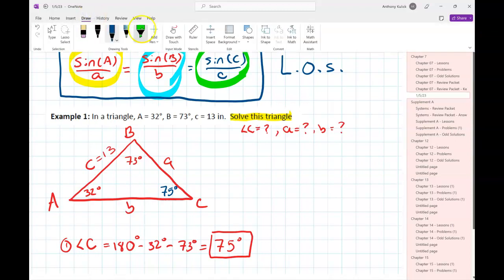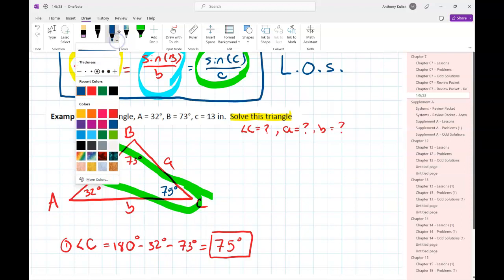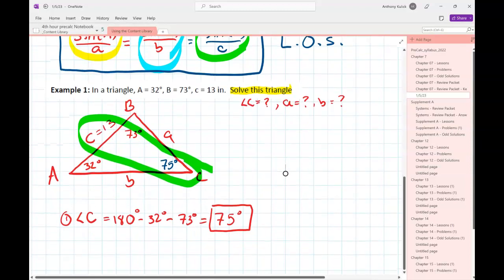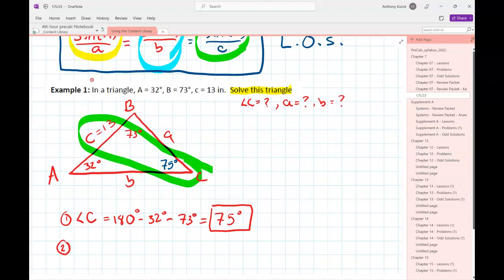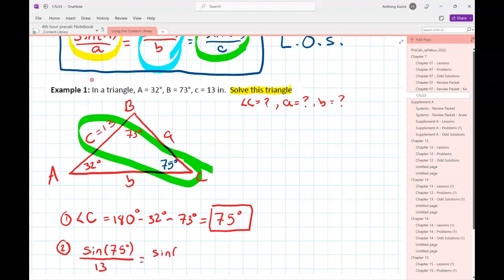Now that was key because that means now I know an angle and its opposite side. So I'm going to use that in my law of sines to solve for either side A or side B next. It does not matter which one I do first. So for the sake of alphabetical order, I'm going to find side A next. So I'm going to write my law of sines. I'm going to say sine C over side C equals sine A over side A.